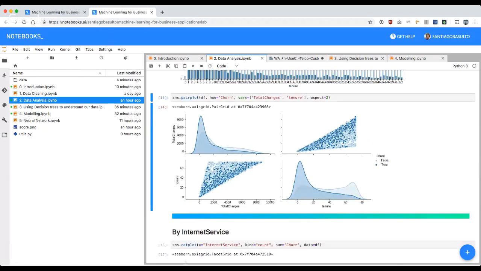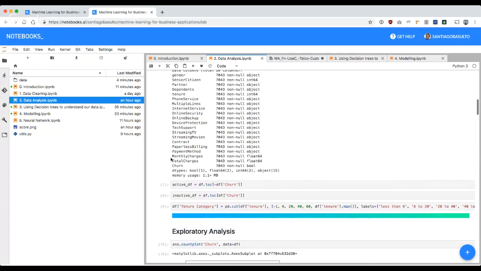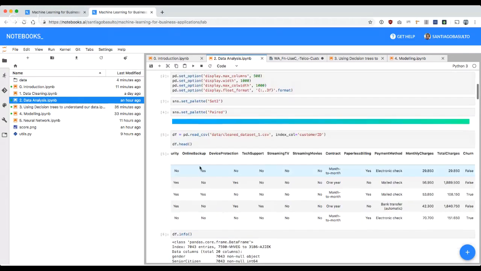We could also focus on the relationship between some of these variables. For example, how is tenure related to total charges? Something kind of obvious, because the more time they spend with our service, the more we're going to charge them. So again, it's kind of obvious. One problem we have with this data set is that we don't have a lot of numeric variables.